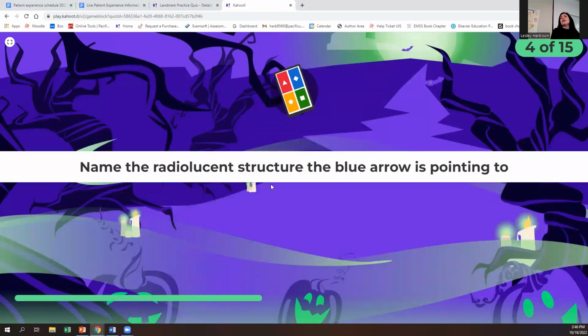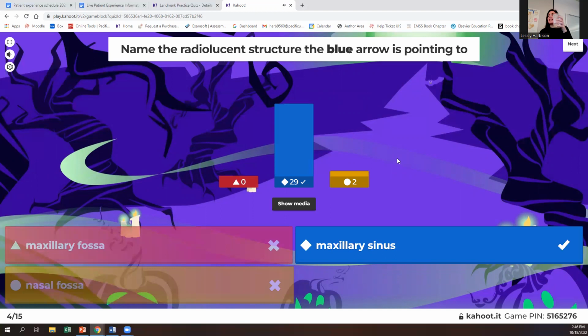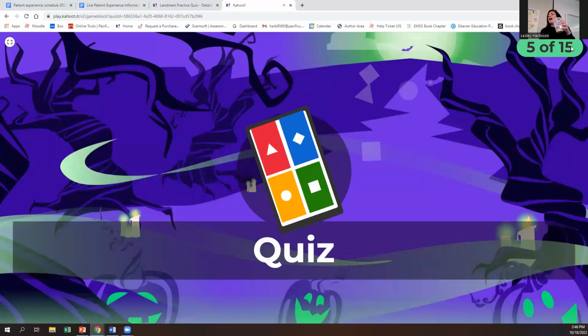Okay, name the radiolucent structure that the blue arrow, so ignore the little black one, is pointing to. Good, maxillary sinus, very good. The other one was kind of pointing to the inverted Y. Woo! I love that little emoji.